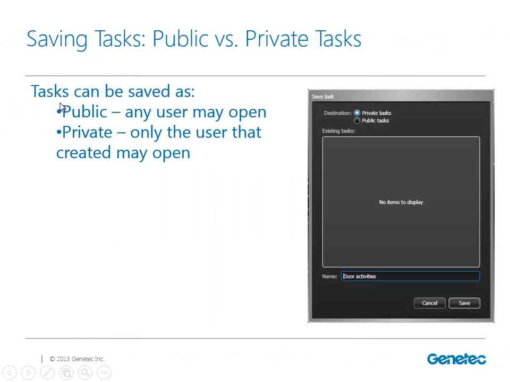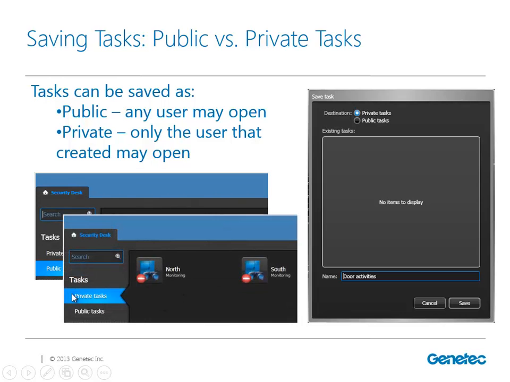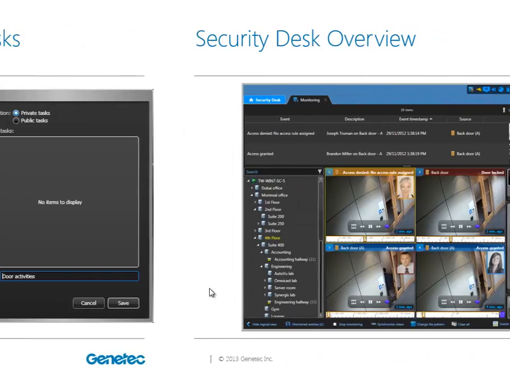We went over saving the public task. As I mentioned before, any user may be able to open it, or a private task, only the user that created it may open it. Okay. In our example, in public task, we have 2 tasks available to all the users. But if I open my private task, if you notice, has a little red circle with a white line across. It means that's a private task.